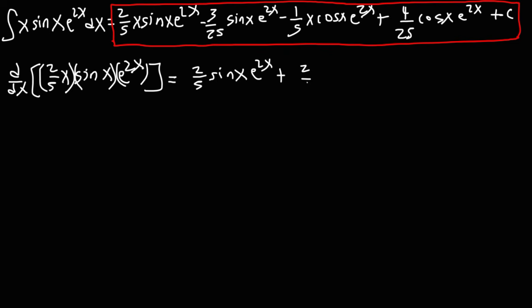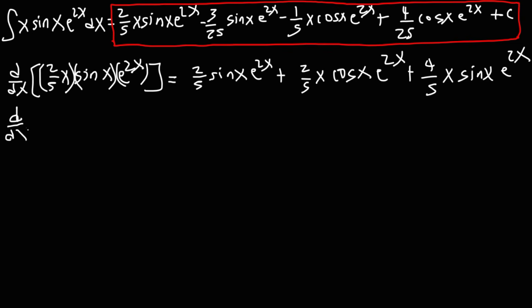Next, we're going to leave the first part the same. We're going to take the derivative of the second part. The derivative of sine is cosine, and we're going to leave the third part the same. For the last one, we're going to differentiate the third part, which is e to the 2x times 2, leaving these two the same. So 2 times this will be 4 over 5x sine x, and then e to the 2x.